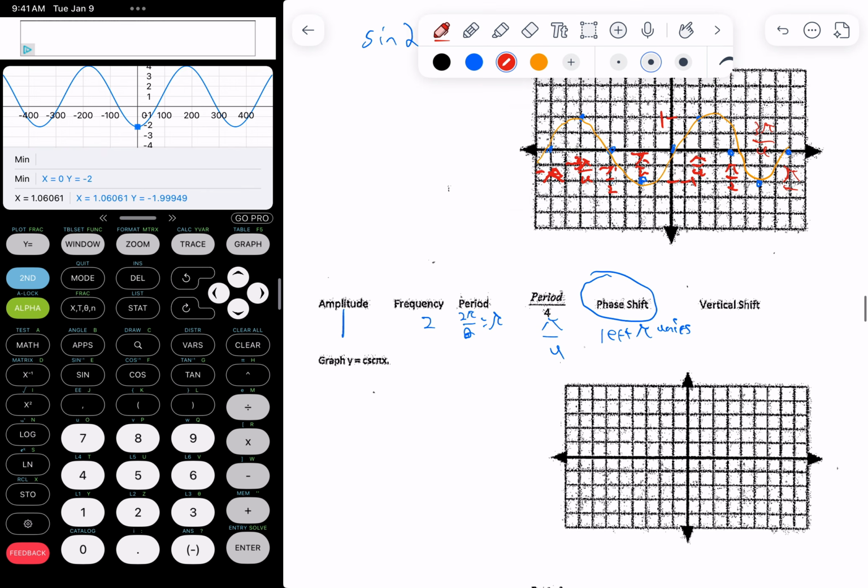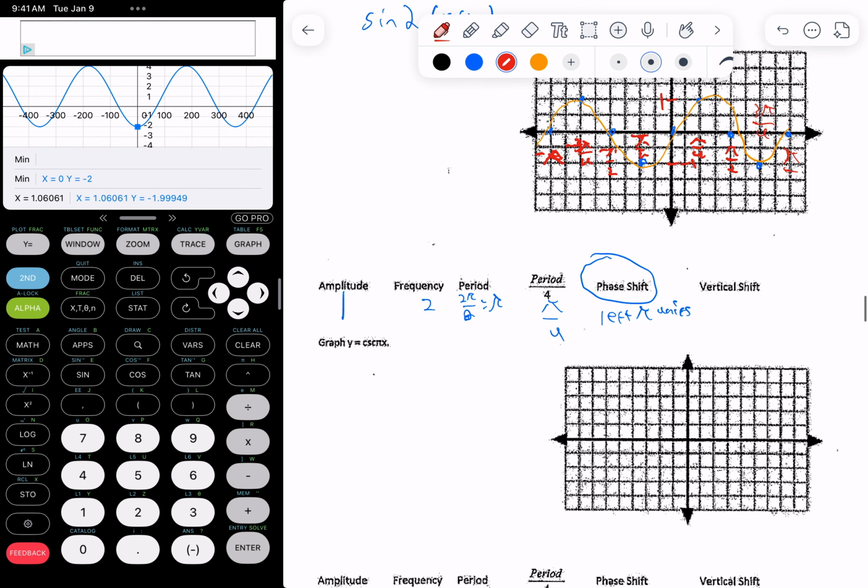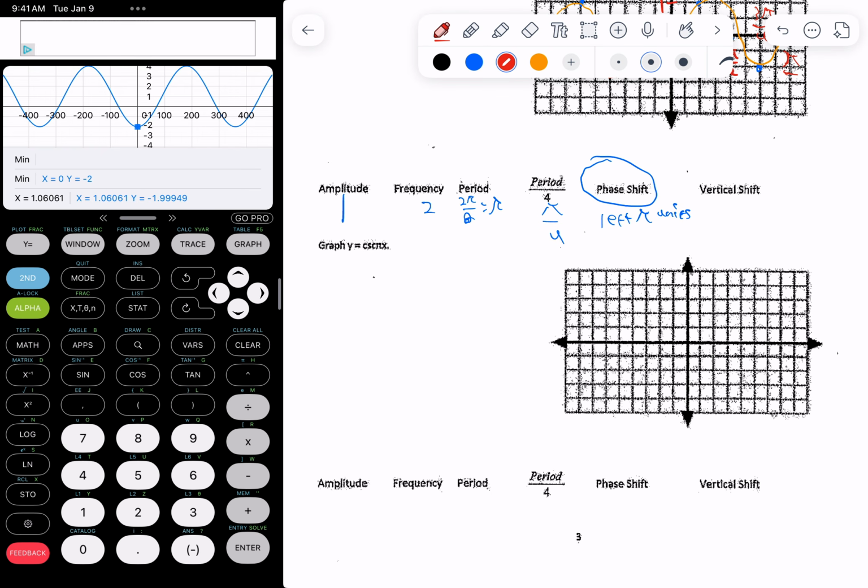This cosecant pi x. So basically, amplitude right off the bat is 1. Frequency is pi. Okay, I got confused for a second. Period is 2 pi over b, which is 2 pi over pi, which is just 2. 2 over 4 is 1 over 2. Phase shift, none. Vertical shift, none.